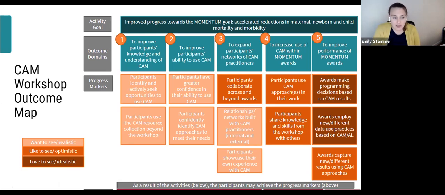With outcome mapping, you're able to indicate the likelihood of success with progress markers underneath each one. Is it a given that the workshop, resource collection, or ongoing TA are going to improve the importance of momentum awards? Absolutely not, but they might. And by including these optimistic and idealistic outcomes and progress markers in here, we're showing you, the participants, and the donors exactly where we would like this activity to go.